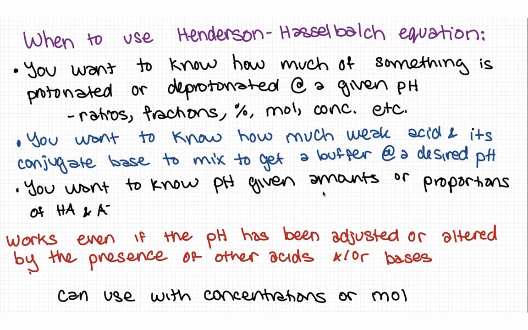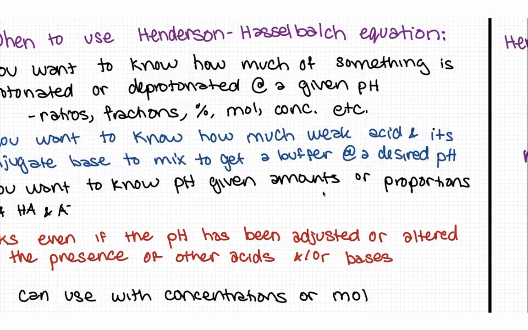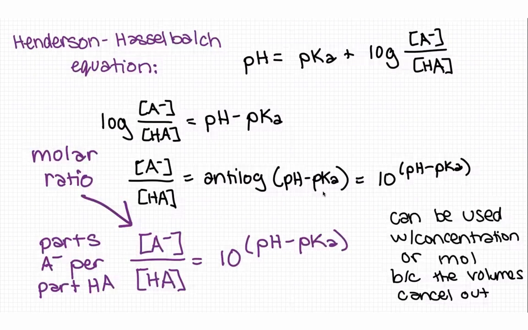Unfortunately, the information that you can get directly from the Henderson-Hasselbalch equation is pretty much the least useful form. It's going to give you a molar ratio: a ratio of the concentration of your conjugate base over the concentration of your conjugate acid. Basically, it tells you how many parts of conjugate base you have per part of conjugate acid. This is useful for qualitative terms, like saying, I've got tenfold more.